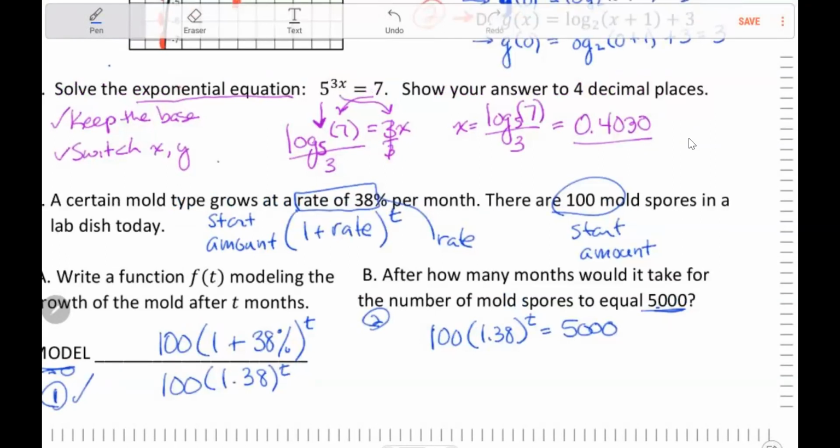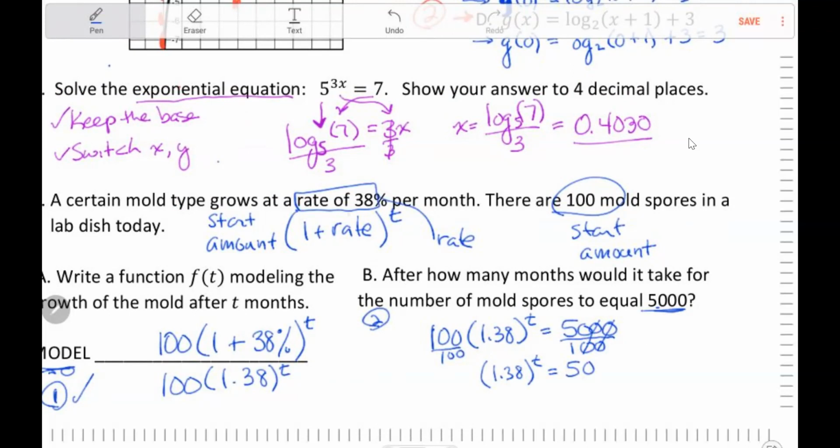The first thing we need to do is divide by 100 over here. You could leave this that way, but I learned this in 5th grade, that you can cancel these zeros out. And so now we have this function that is 1.38 to the t equals 50.